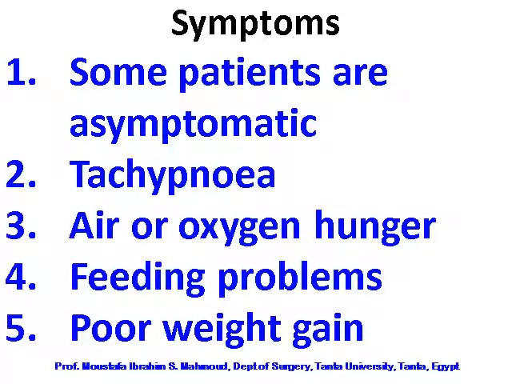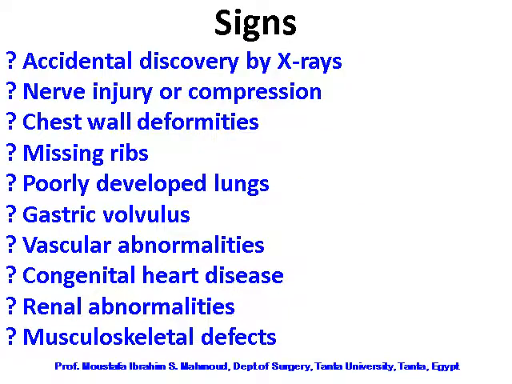The symptoms. Some patients are asymptomatic, tachypnea, or oxygen hunger, feeding problems, and poor weight gain. The signs may be accidental discovery by X-ray, maybe nerve injury or compression, maybe chest wall deformities, maybe missing ribs, maybe poorly developed lungs, maybe gastric volvulus, maybe vascular abnormalities, maybe congenital heart diseases, maybe renal abnormalities, maybe musculoskeletal defects.